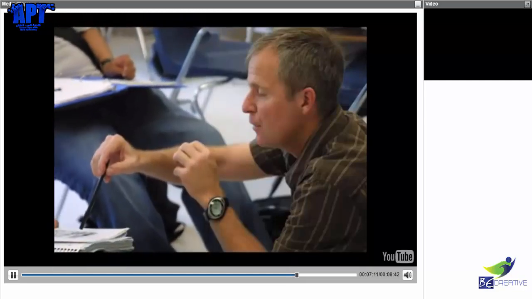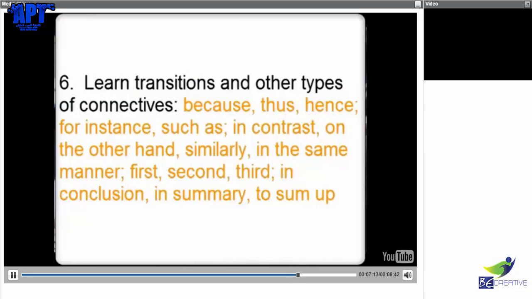Tip number 6. Last but not least, you need to get a list of connective type words. Words like because, which is a reason. You might use a result like thus or hence. Example type words like for instance or such as. Words to compare like in contrast, on the other hand, or similarly or in the same manner.